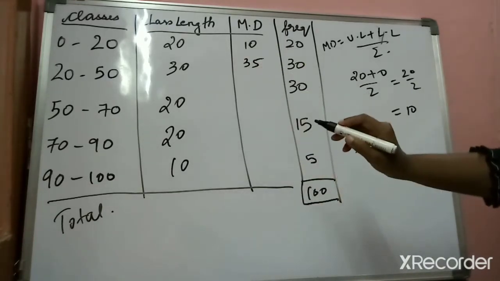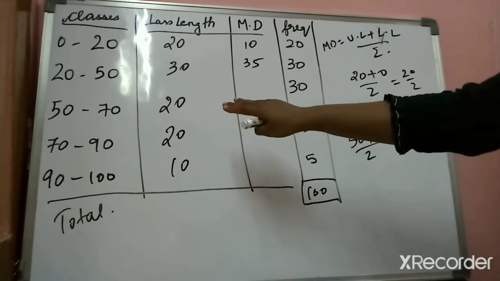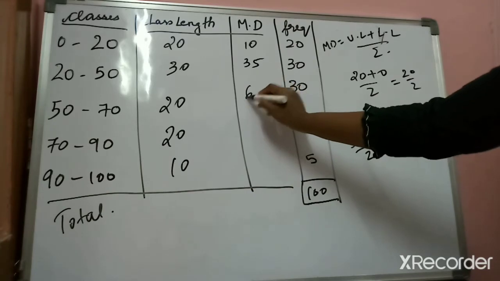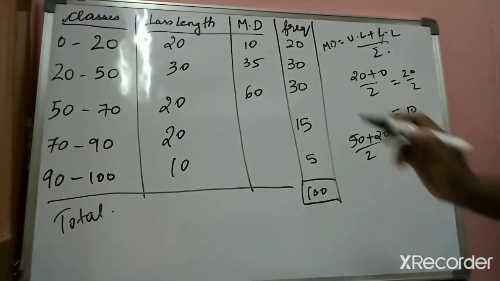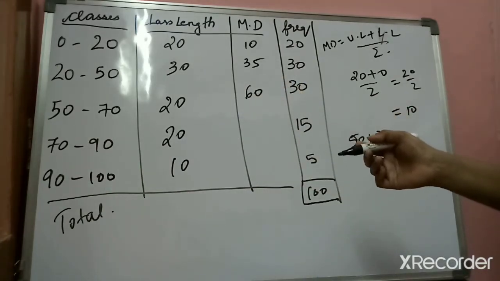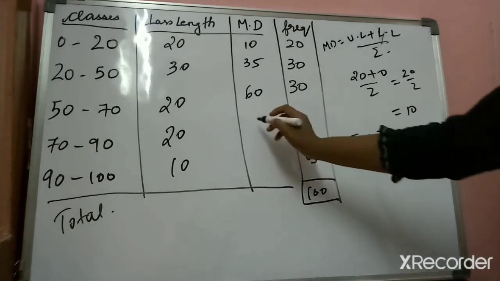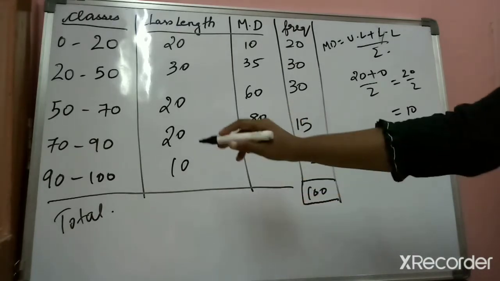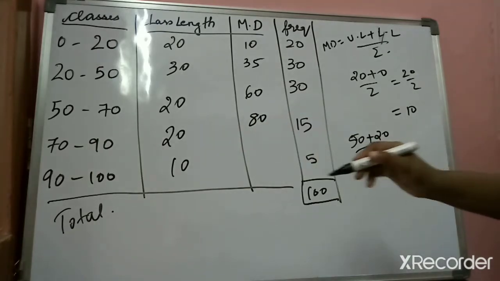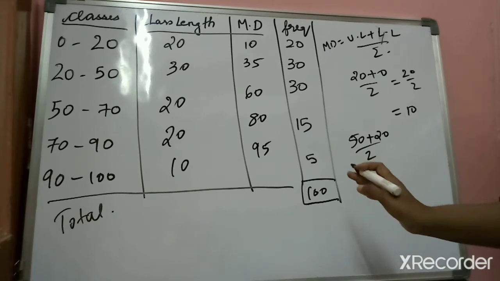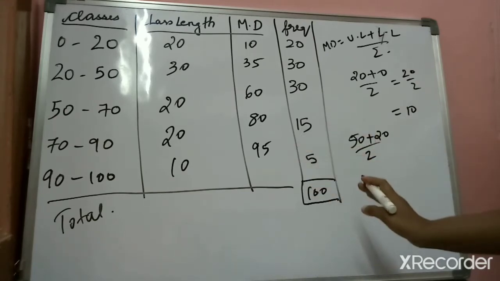Clear? So like this you have to find out. Now again 70 plus 50 divided by 2, it is 60. Right? Do it in your calculator. Then again 90 plus 70 divided by 2 is 80. And 100 plus 90 divided by 2 is 95. Clear? Nothing else you have to do in this. It was very easy for you.